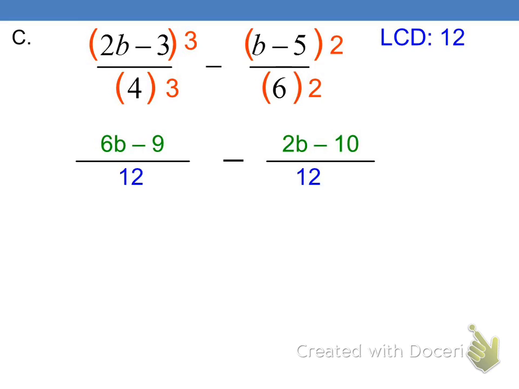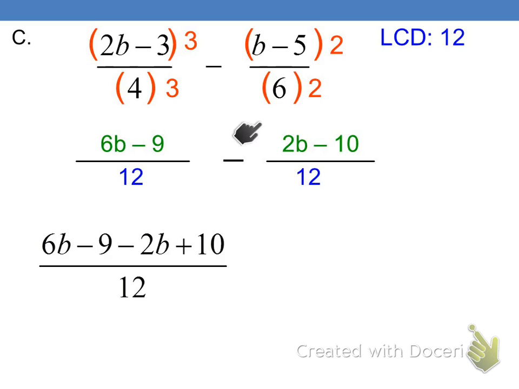Put it together. Subtract. 6b minus 9 minus 2b plus 10. Don't forget you're subtracting both. You're distributing the minus.